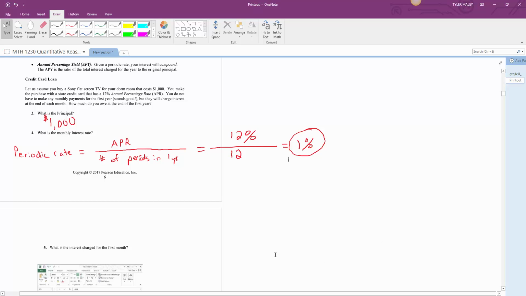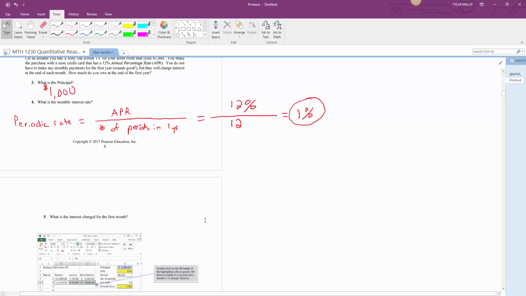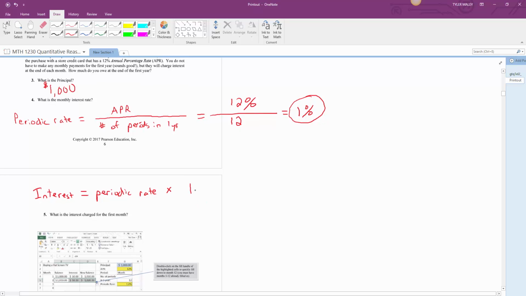So then looking at question 5, it says, what is the interest charge for the first month? So an equation for interest: interest is equal to the periodic rate times the balance, right? So in our case, the periodic rate is 1%. That's what we found it to be.